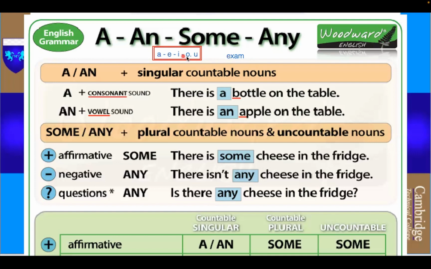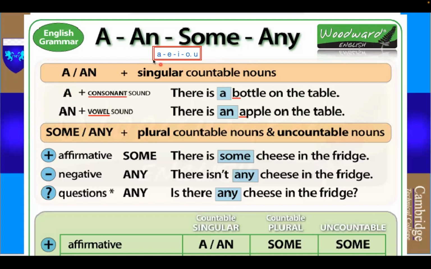For example, O, like an orange. A, like an apple. I, like an idea. U, like an umbrella. Okay? So any words that start with these vowels, we need to use an. That's simple. Any questions here? Good. Let's go to a.